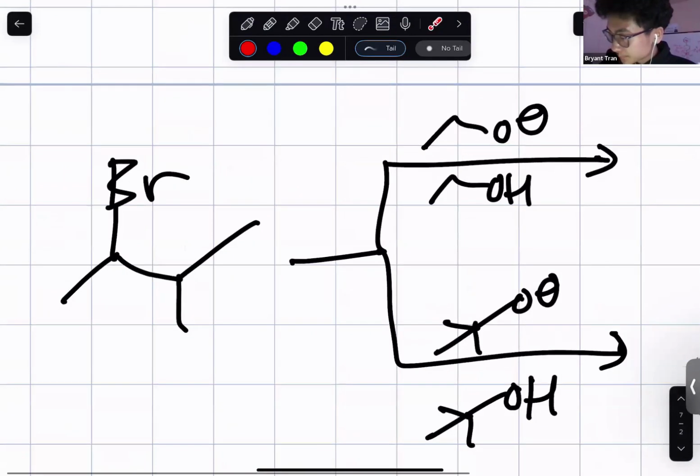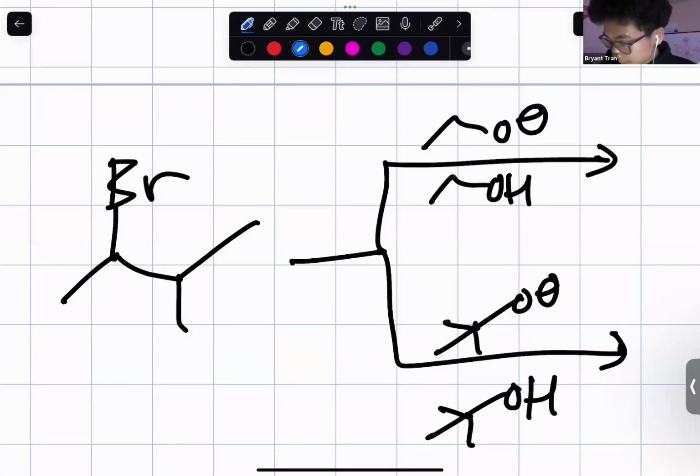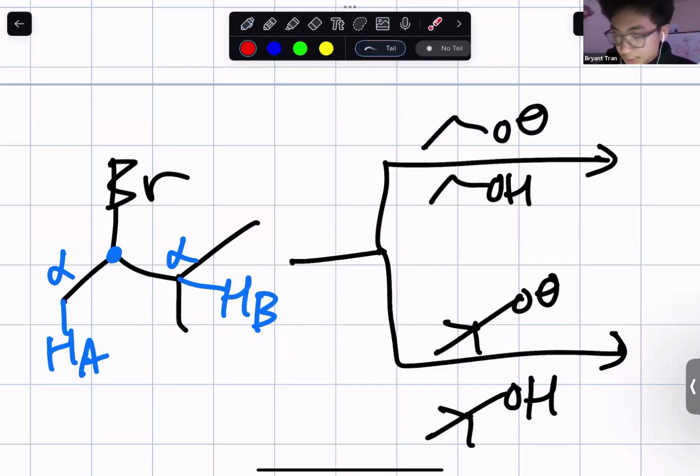So in that case, this is going to be the substrate carbon, and these are the alpha carbons right here. I'm going to draw out alpha hydrogen A and alpha hydrogen B. Which alpha hydrogen do you think is going to lead to the more stable, more substituted alkene? A or B? B, right? Because B is more substituted.